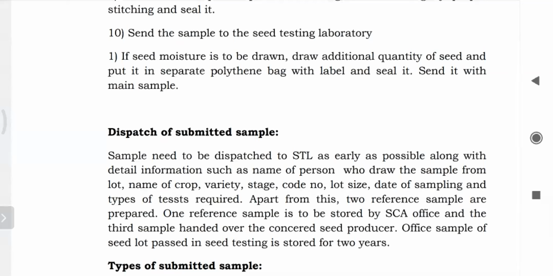Then apart from this, two reference samples are prepared. One reference sample is to be stored by the seed testing or seed certification agency office, and the third sample is handed over to the concerned seed producer.